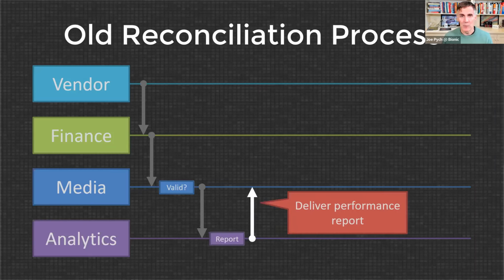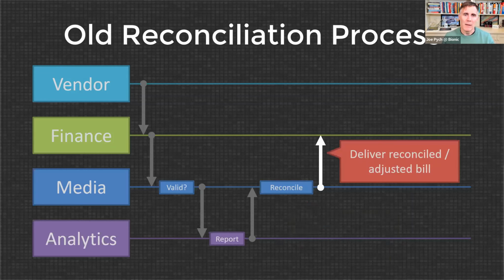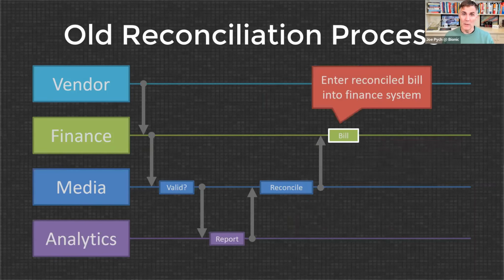That performance report comes back to the media team, who then goes into a process of doing a reconciliation. They take all the factors: what did we order, what did they deliver, was this price right, and reconcile the invoice. Oftentimes the invoice is not correctly presented, so they need to make adjustments to say, yes, they asked us for this much, but we're only going to pay that much because of what they delivered. That adjusted or reconciled bill goes over to the finance team, who in turn enters that reconciled invoice into the finance system to be paid.